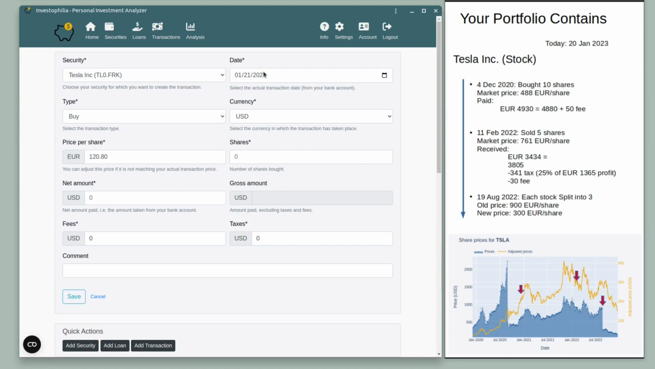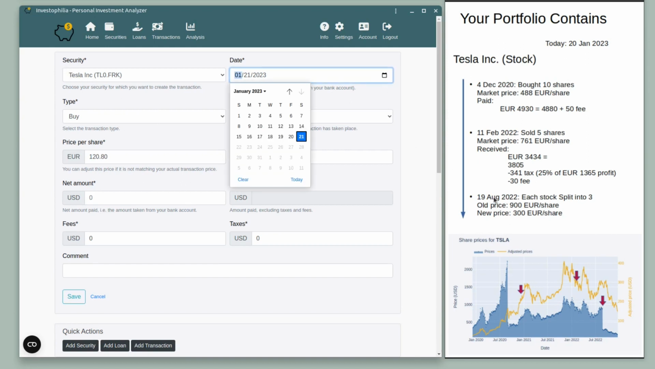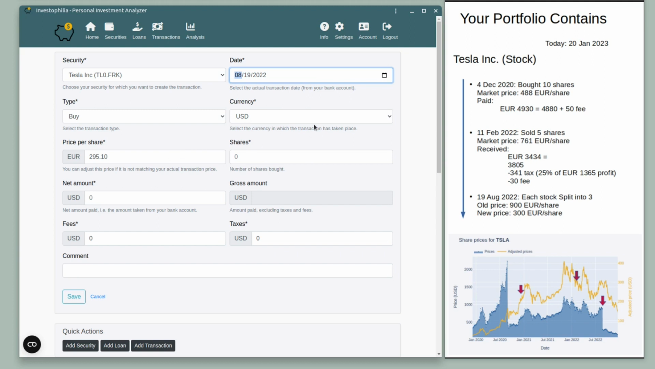So again, security Tesla, and it should be 19th of August 2022. And it should be in euro because my transaction is in euro. You see it already here.